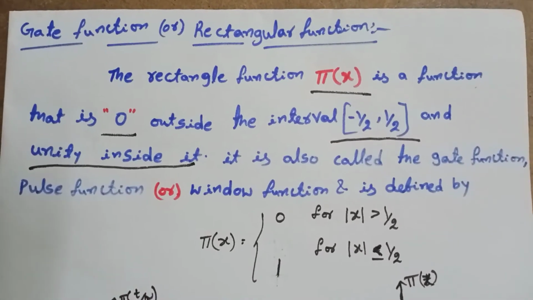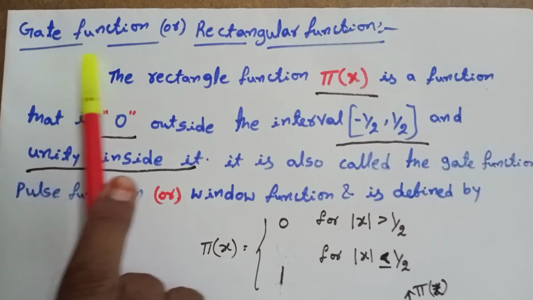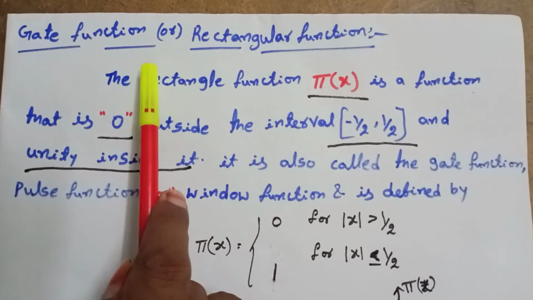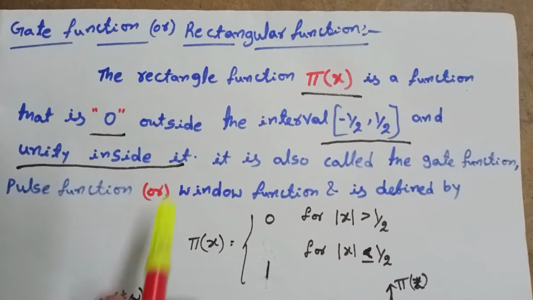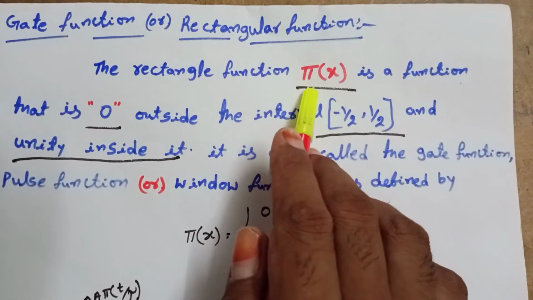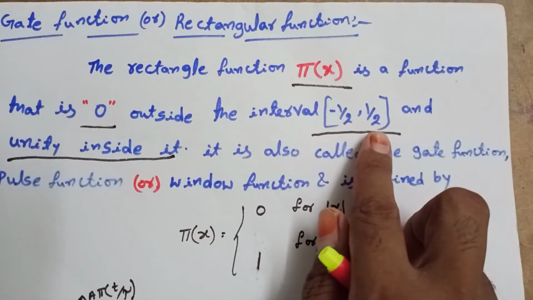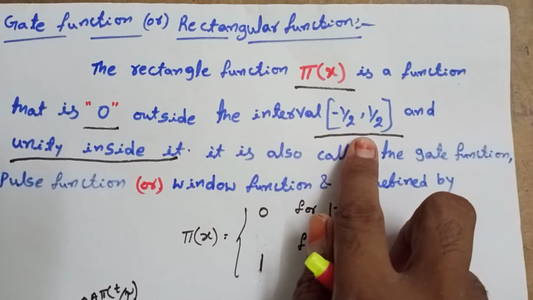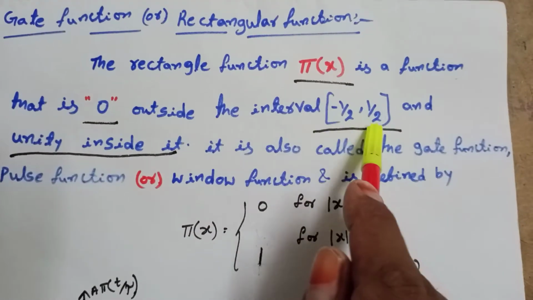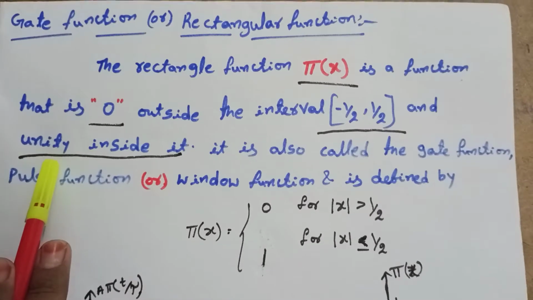Now we will discuss some basic functions. One of the basic functions is the gate function or rectangular function. This gate function can be denoted by pi of x. The gate function is defined on the interval from minus 1/2 to 1/2. Outside of this interval, the function value is 0. Inside the interval, the signal strength is unity.